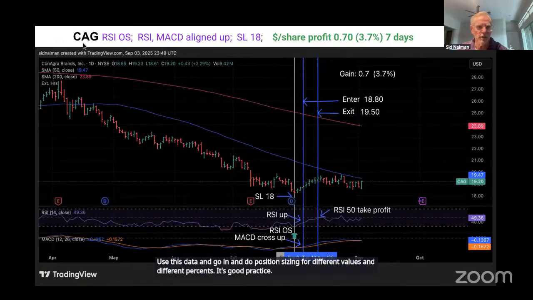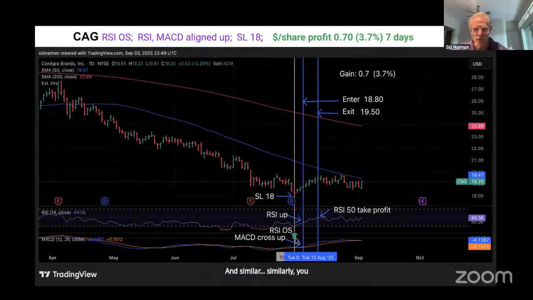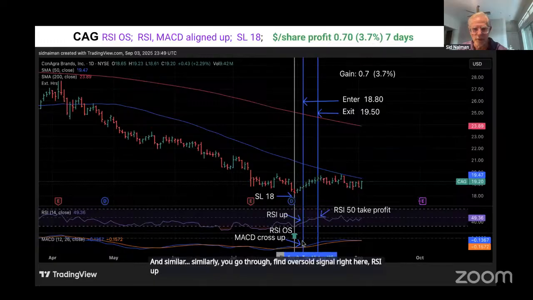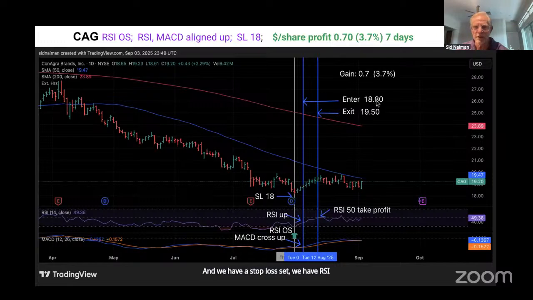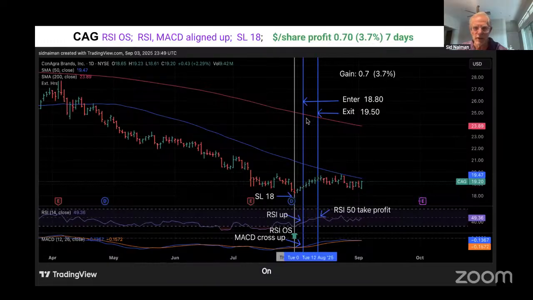Now, in the next one, CAG, I gave you this date, and similarly, you go through, find it oversold, signal right here, RSI up, MACD up, and we have a stop loss set. We have RSI 50. So we enter on this price, exit on that price. We had a gain of 0.7 points. Seems low, but remember, this is a low price stock. So what was the percent? 3.7% gain on that stock, right? In 7 days, right? That was a trade.